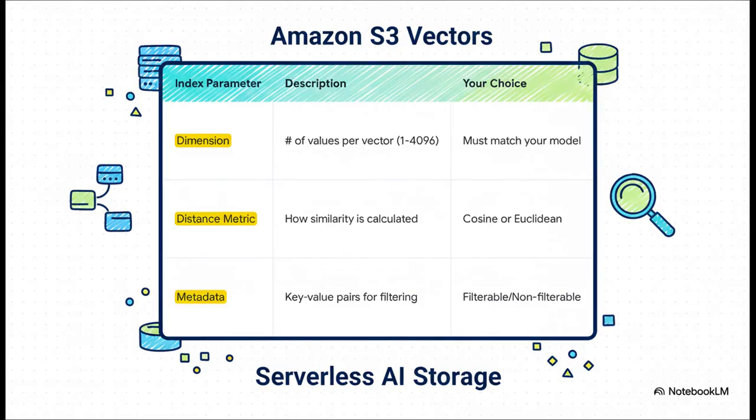When you set up this index, you've got a few key dials to turn. First is the dimension. That's just the size of your vector, and it's got to match whatever AI model you're using to create them. Second is the distance metric, which is basically how the system calculates closeness or similarity. And third, you've got metadata. And this last one, oh man, this is where it gets really powerful. You can add tags to your vectors, like a product category, a date, a location, and then use those to filter your searches for incredibly precise results.